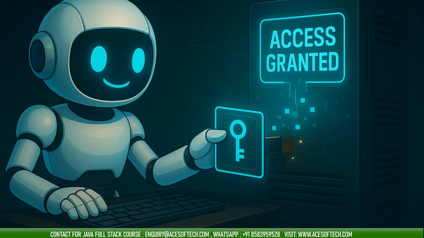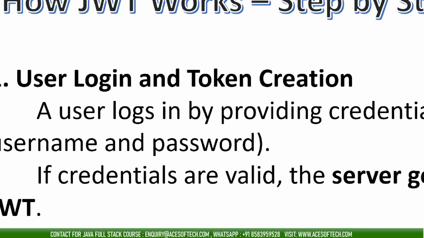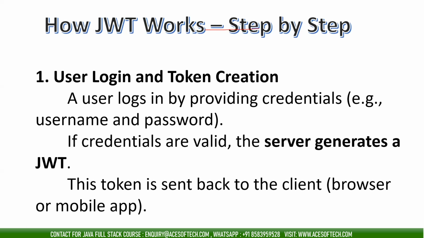Now let's understand in coding terms. This is the first step. So step by step I will try my best to explain. Once again, I have demonstrated it through illustration. Now let's understand. A user logs in providing credentials, user and password. Okay, whenever you log in with your user and password, if credentials are valid, then the server generates a JWT token.